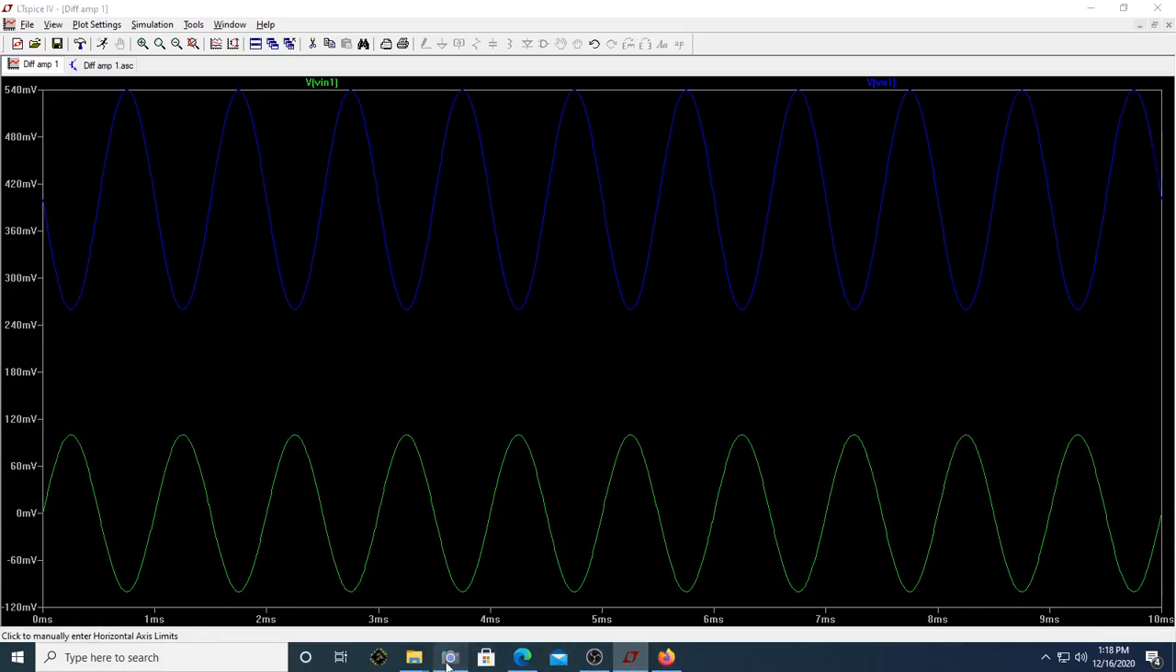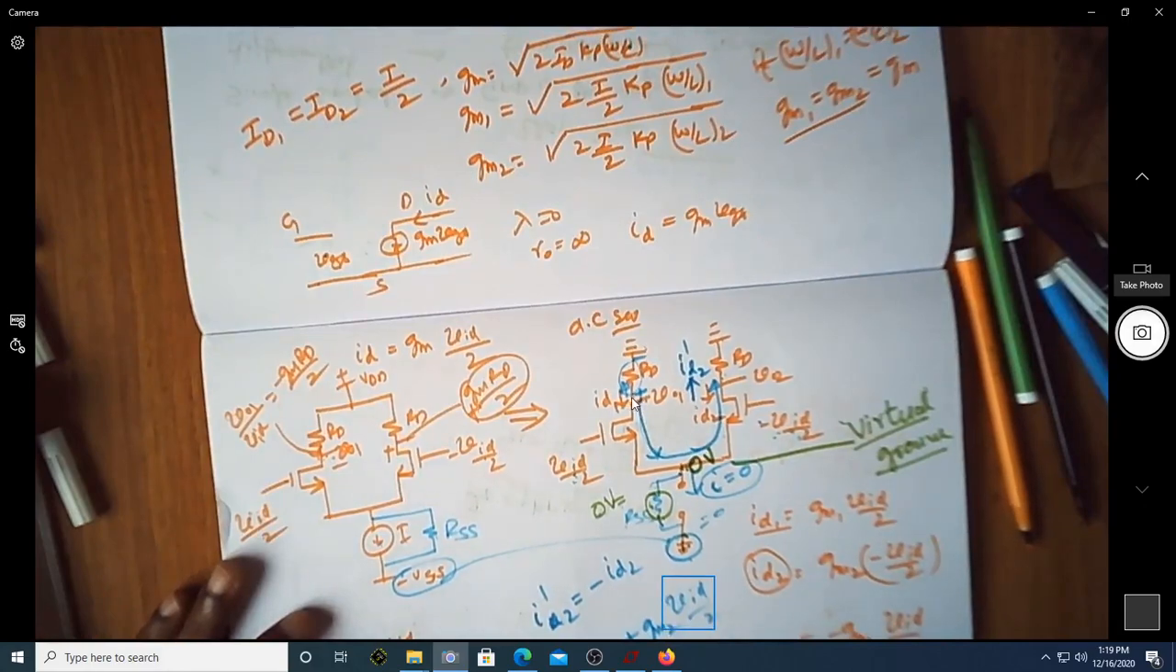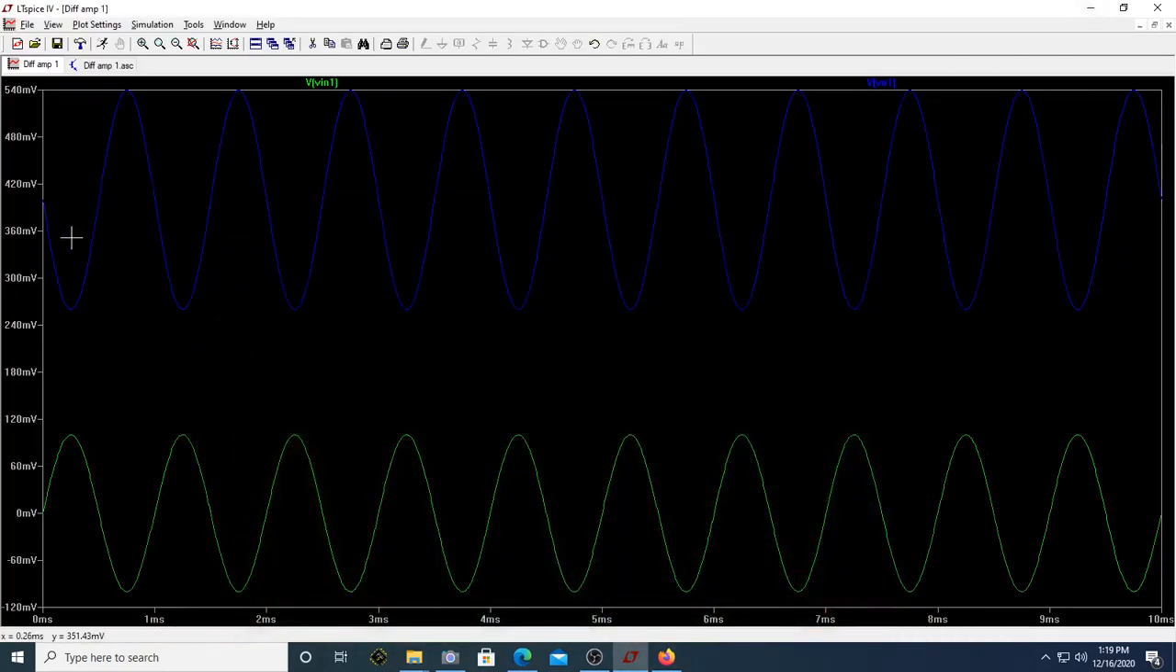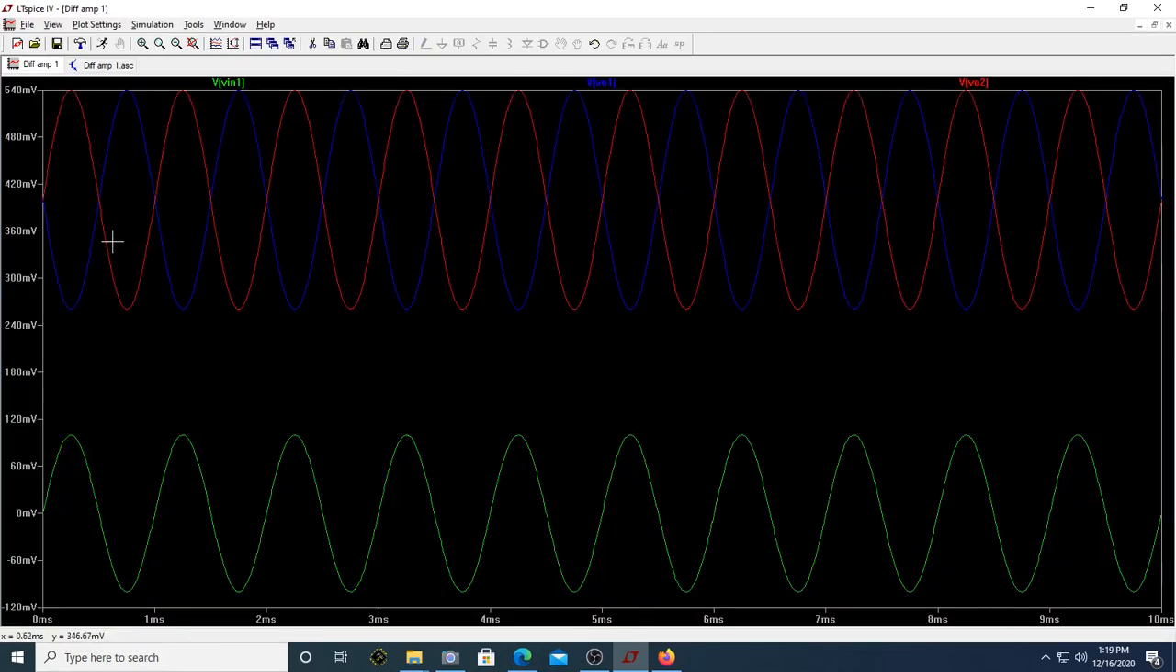What we saw here is, the voltage that you are measuring at this point is always out of phase with the input voltage, which is VID by 2. You can see this is out of phase. Suppose you see the other output voltage, that is V02 over here, it will be in phase with this. See here, this red one, is it not in phase with the green one? Because the green one is VID by 2.